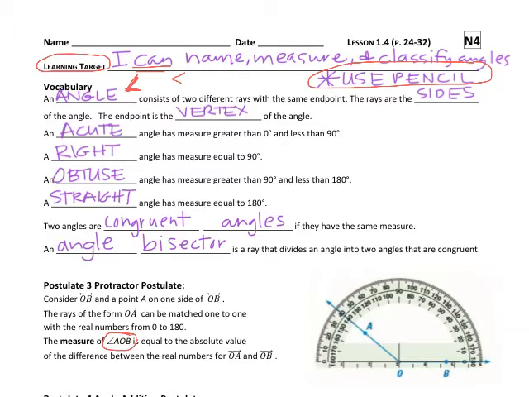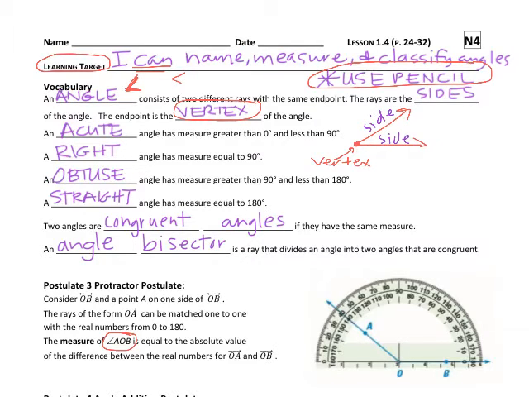So an angle consists of two different rays at the same endpoint. The rays are the sides of the angle and the endpoint is the vertex. Okay, so the vertex is the actual point of the angle. So if I have an angle that looks like this, I have a couple of rays, and the point that it comes to is called the vertex. So this is what we're referring to when we're talking about the vertex. And the sides are just rays, so this is a side here of the angle, and this is a side of the angle as well.